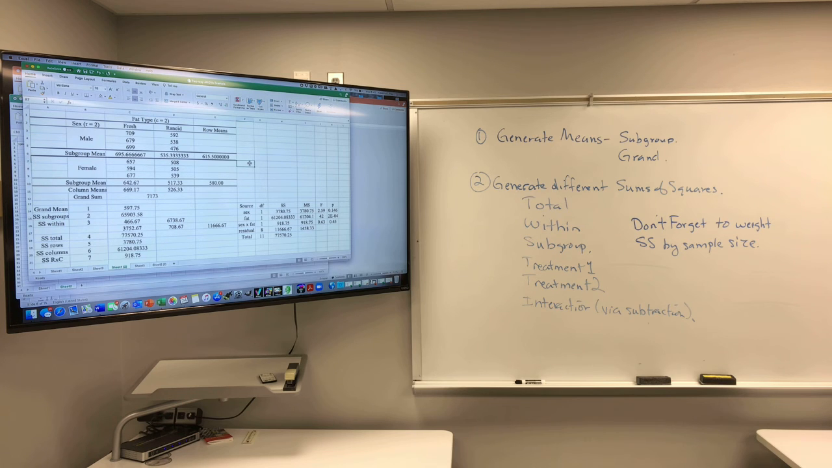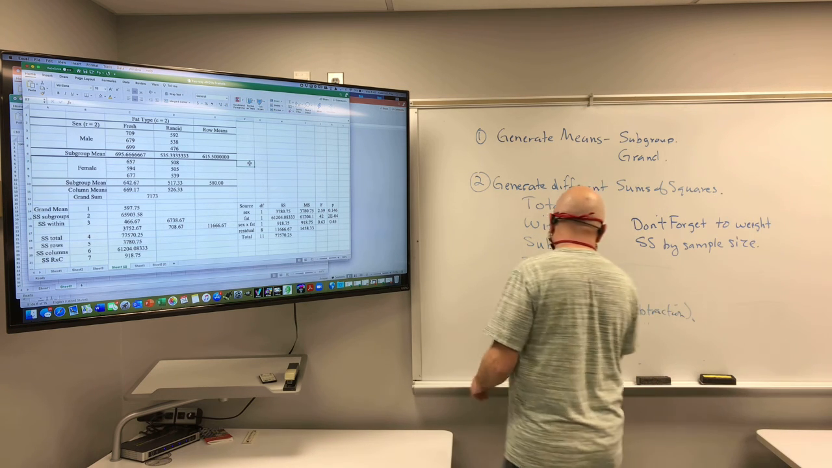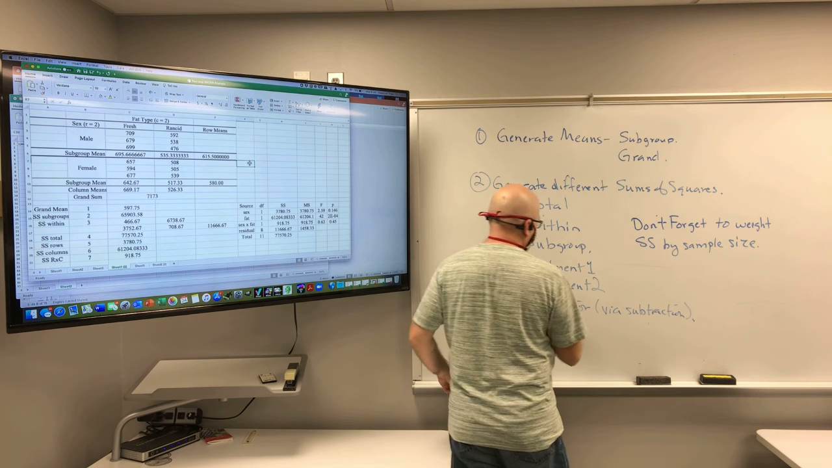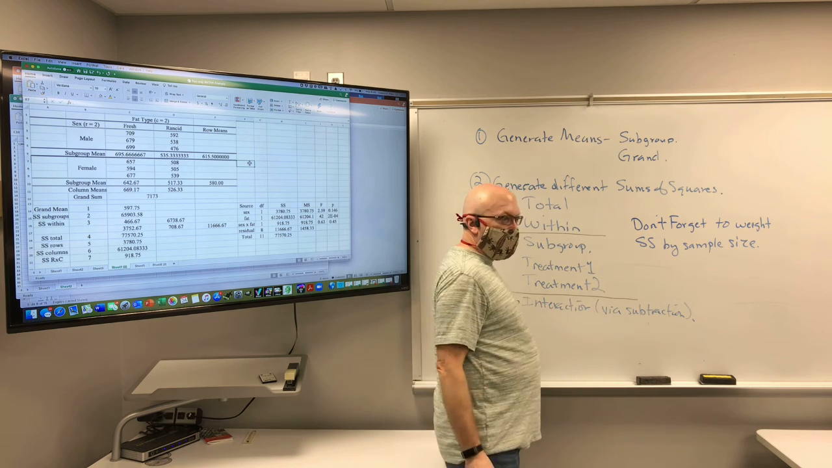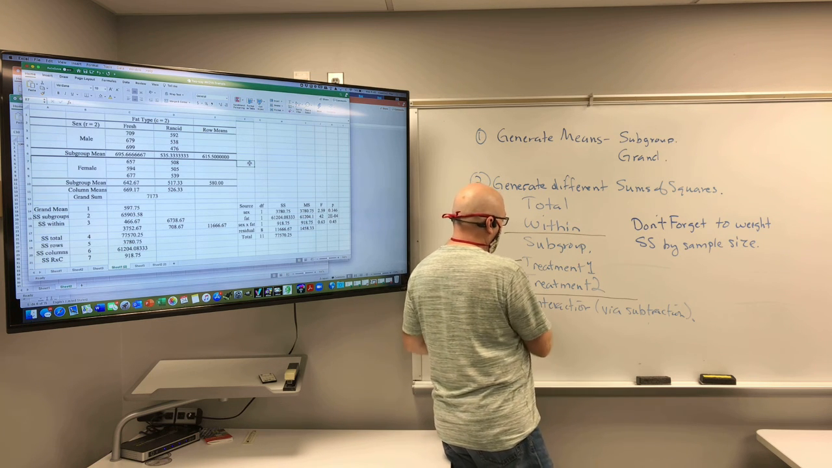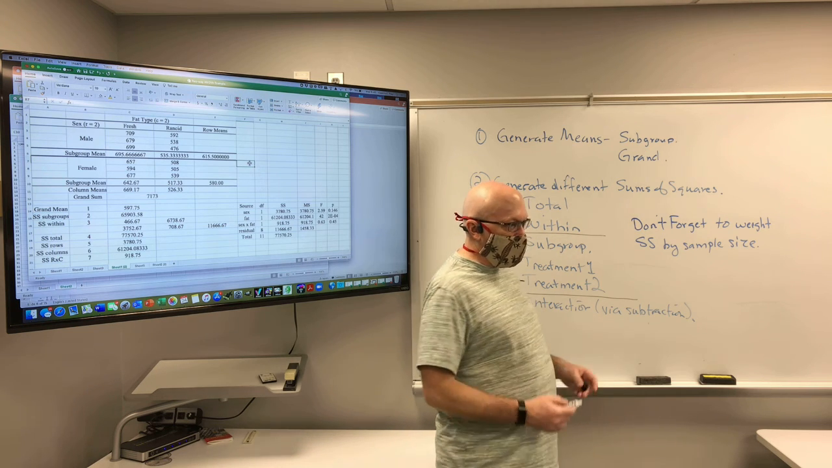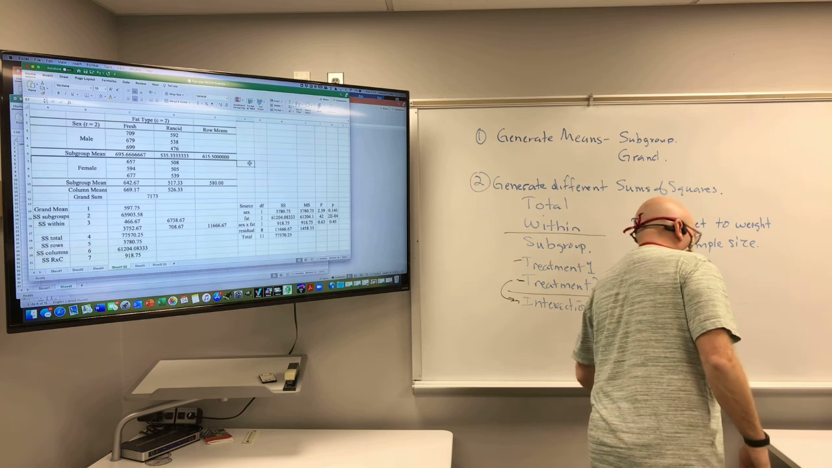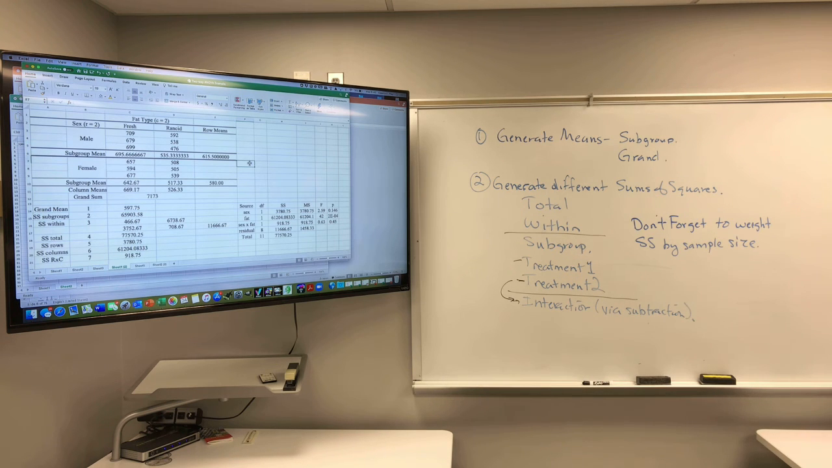Row times column. You can figure that out simply by subtraction. You would subtract the sum of squares rows and sum of squares columns from the sum of squares of subgroups. To get this, you can think of it this way: take the subgroup, subtract the effect of treatment 1, subtract the effect of treatment 2, and whatever is left over is the interaction term. That's way easier than calculating it directly.